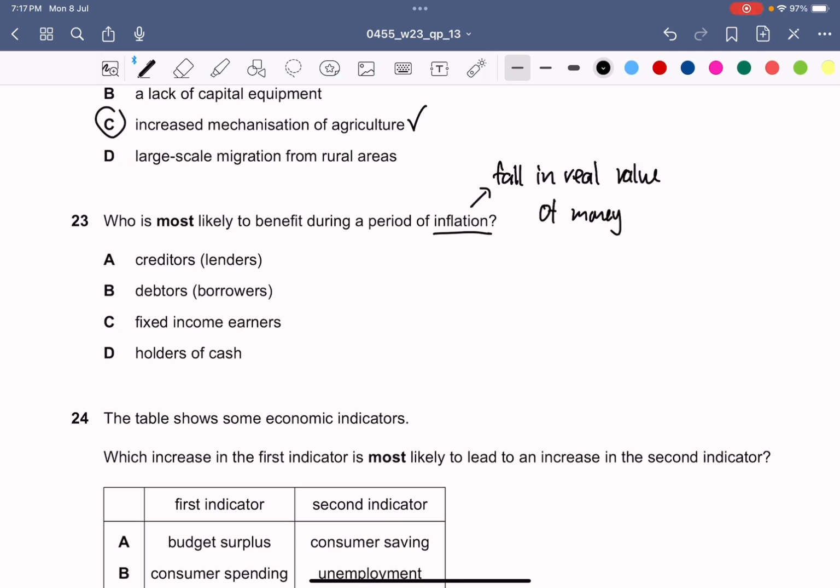So when we say fall in real value of money, who benefits the most? Actually, if we think about it, it's the borrowers, because when there is inflation, the real value of their debts falls, so they can repay less than what they have borrowed. So borrowers benefit from inflation. Fixed income earners, no, because the real value of their income falls, and creditors, lenders, will also receive less money due to inflation.